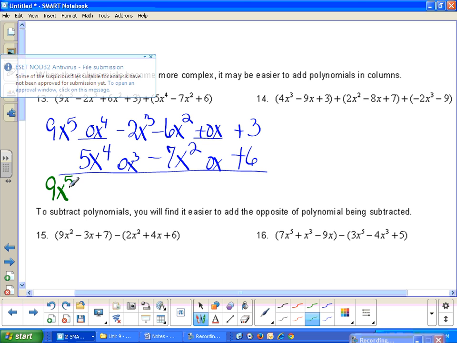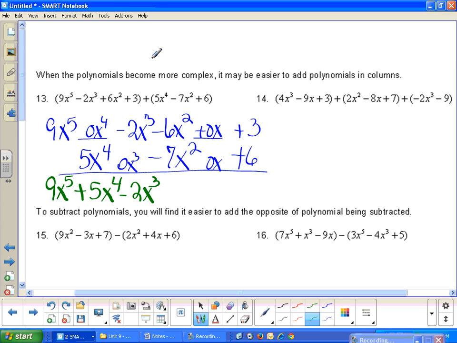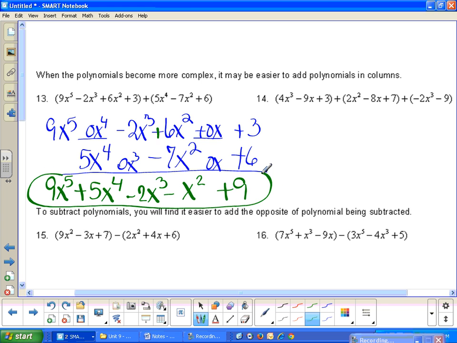9x to the 5th doesn't combine with anything. 5 and 0, which is 5. Negative 2 and 0, negative 2. So we get negative 13. That should be a constant. So we have negative 2x to the 3rd minus 1x squared plus 0x plus 9. And that's correct. And this is as far as we can go. It's kind of long. We can't combine anything else.